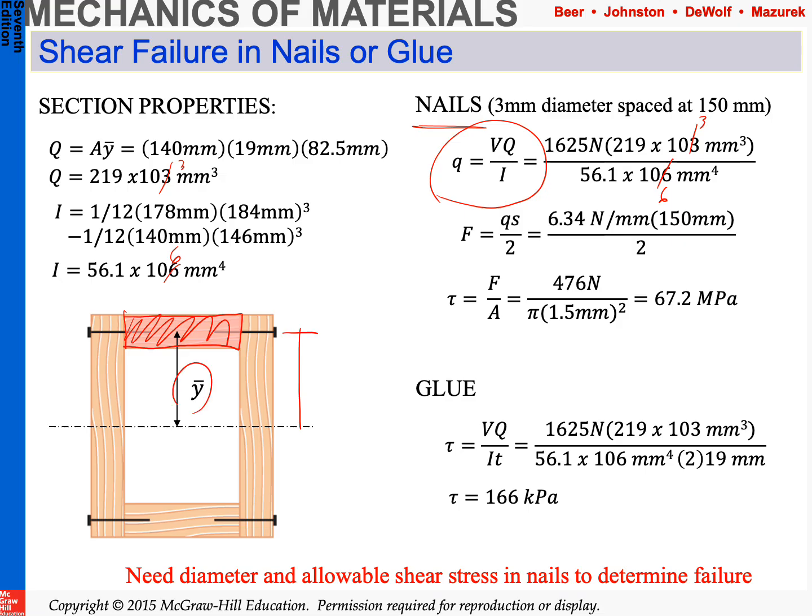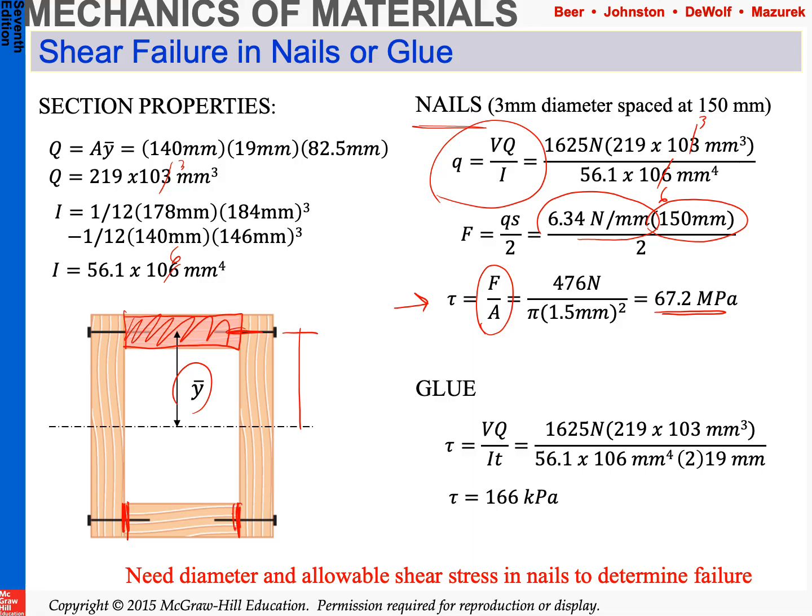For glue, let's say instead of nails, we take those nails out and we just put glue at those same joints. How do we look at that, and how does that differ? For the nails we find a force per unit length, and then we multiply it by the spacing to get a force per nail, and then the shear stress in the nail would be the force over the cross-sectional area of the nail. So if we have 3 millimeter diameter nails, we have 67.2 MPa.